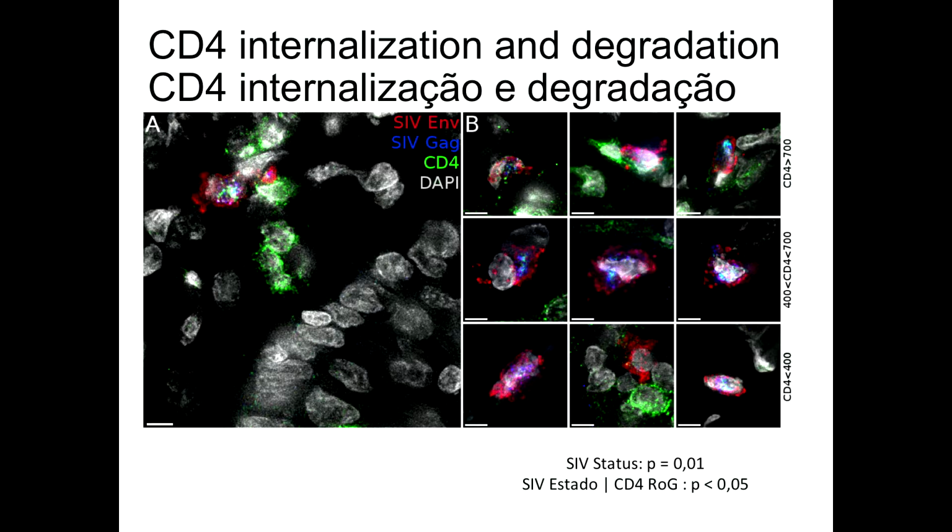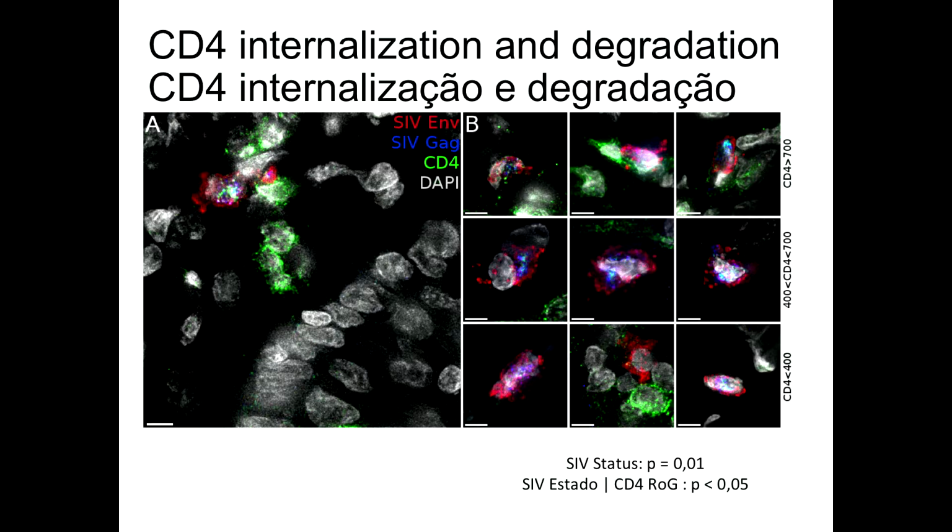So if you look here, this red cell, red is envelope and blue is internal GAG, and you can see, in these cells around it, you have the CD4 on the cell surface, as it should be, but in this cell, the CD4 has been internalized. So when we look at these infected cells, we see various levels of CD4, from levels that are pretty much normal down to levels where we don't really see any at all.